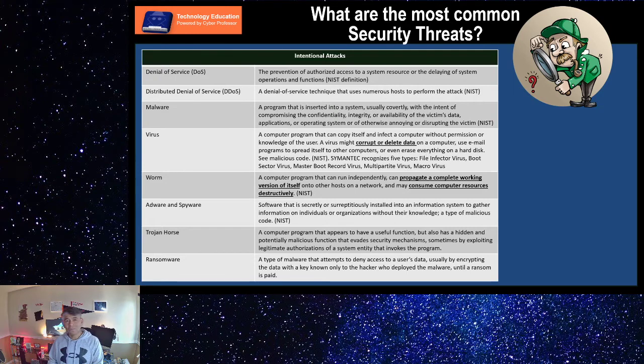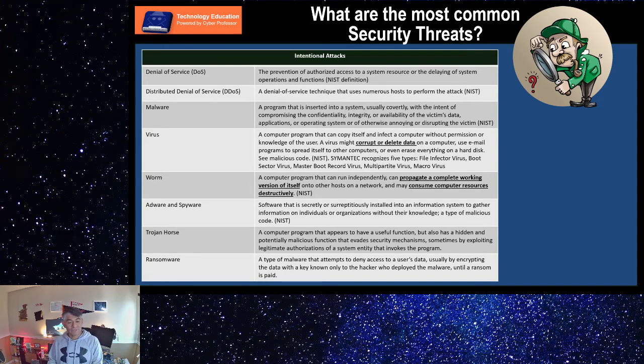Virus. A computer program that can copy itself and infect a computer without permission or knowledge of the user. It is important to know that a virus might corrupt or delete data on a computer, use email programs to spread itself to other computers, or even erase everything on a hard disk. Worm. A computer program that can run independently, can propagate a complete working version of itself onto other systems on your network, and may also consume computer resources destructively.